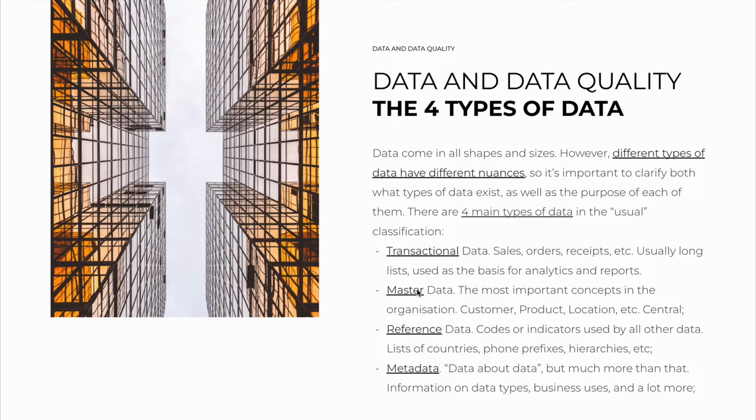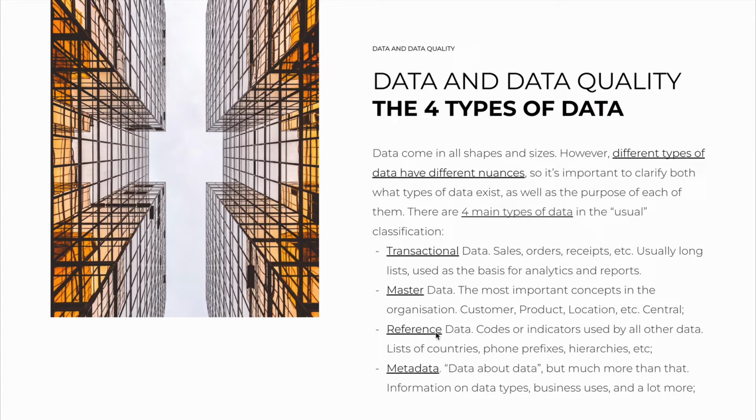The second type is master data. These are usually a few selected crucial concepts in an organization: customer, product, location, and so on. These are usually centralized because they're so critical. That is, they're so important that there should only be one source of data for these, period, so that there are no misunderstandings. Out of curiosity, the process of centralizing master data is known as MDM, or Master Data Management.